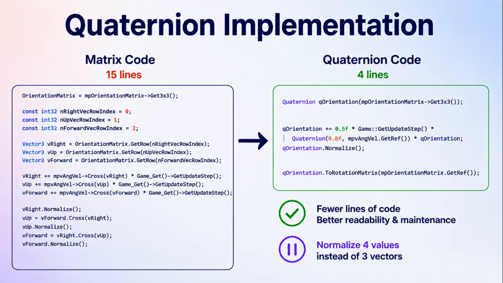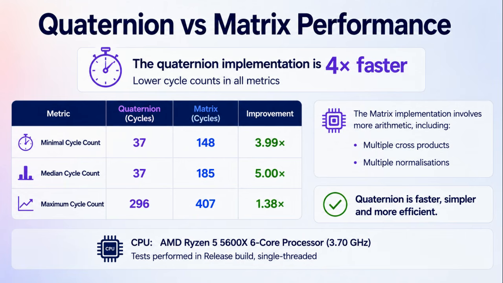I used 1,000 iterations for each implementation to benchmark the performance. The quaternion implementation performs 4 times faster than the matrix version, with a minimal cycle count of 37 versus 148 and a median cycle count of 37 versus 185. The matrix implementation involves more arithmetic, including multiple cross products and multiple normalizations.